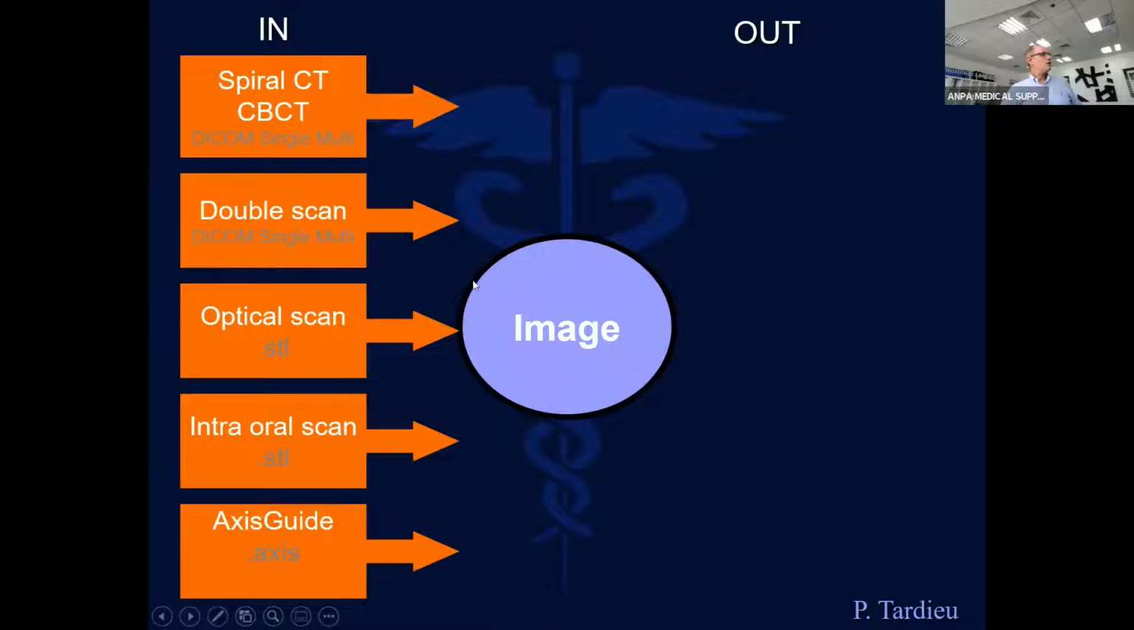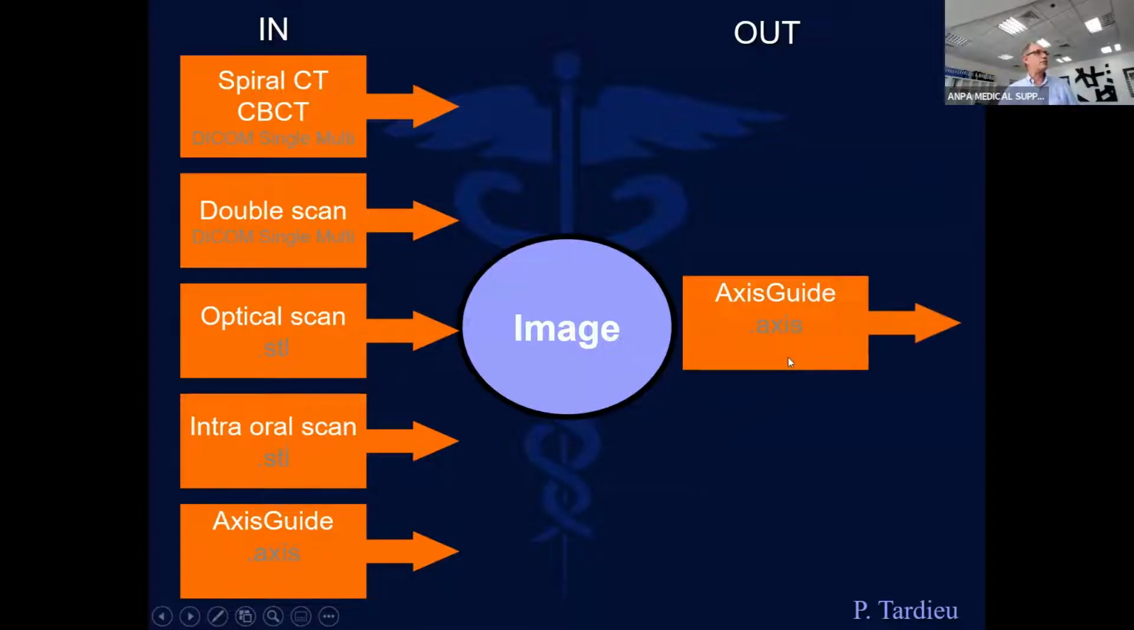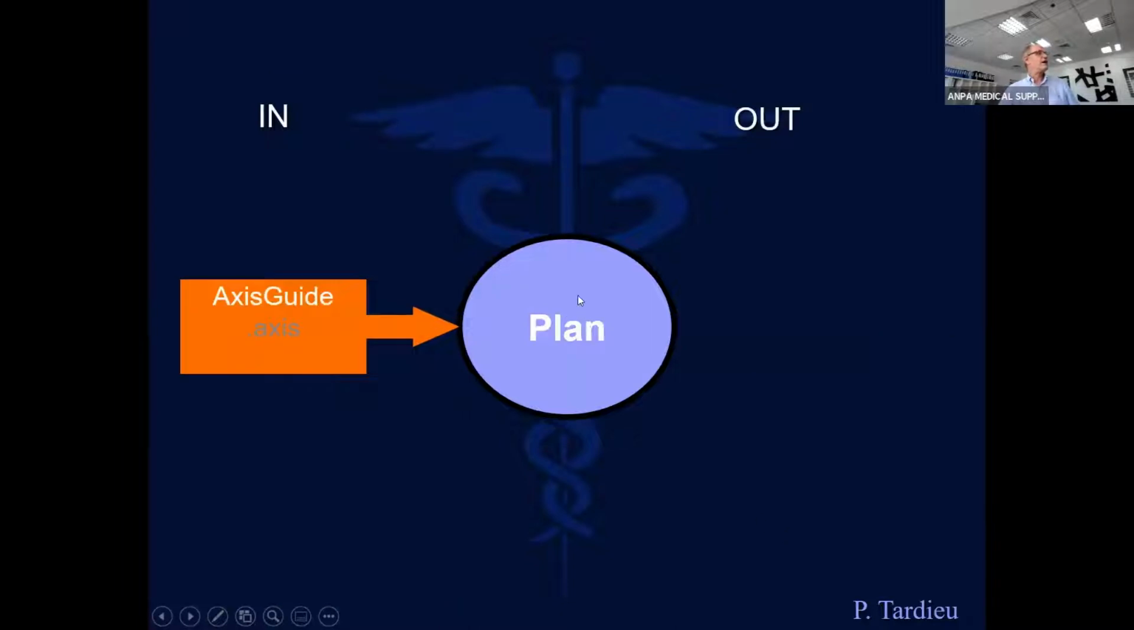For implant planning, we go to images from spiral CTs or CBCTs. There is a difference between this and that, and I explained that to you last time. We can make some double scans in full cases. We can make optical scans coming from the Plastica scanners. We can use intraoral scanners, and we can go back from Axis files after image treatment. So I will not go in depth on that. You know all that. And we go to the next one. The next one is the AxisGuide Docs Assist, and we go to plan. This is where you are going to plan your implants.